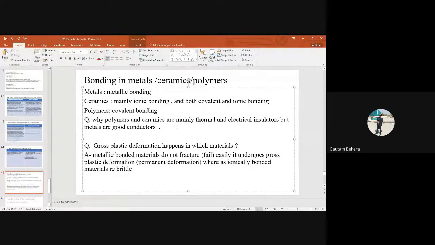But in the case of ceramics, they do not have these free electrons. In polymers, they do not have them either. So they are poor conductors, or you can say they are insulators.